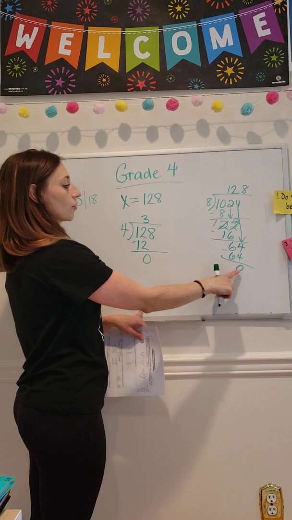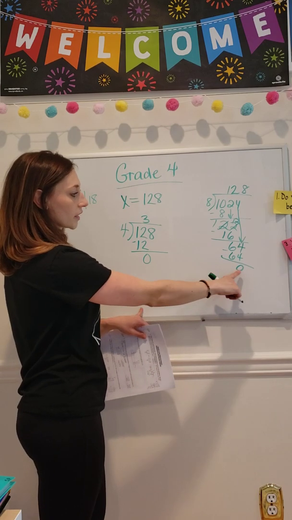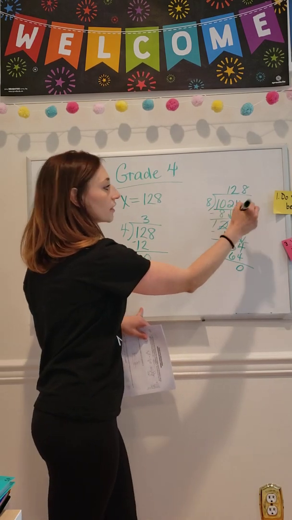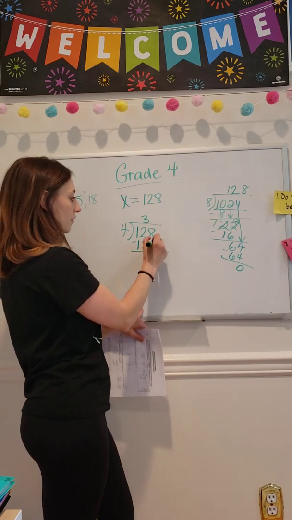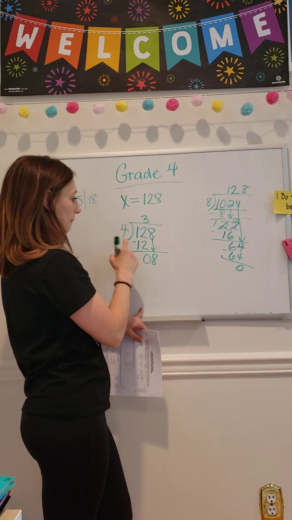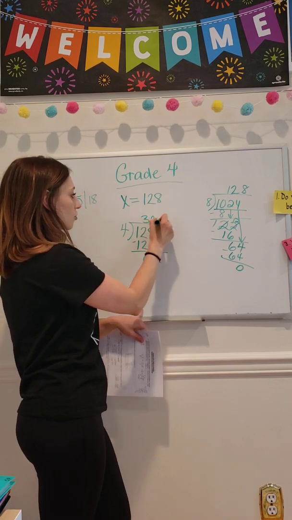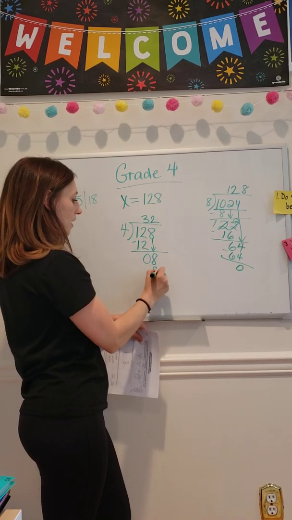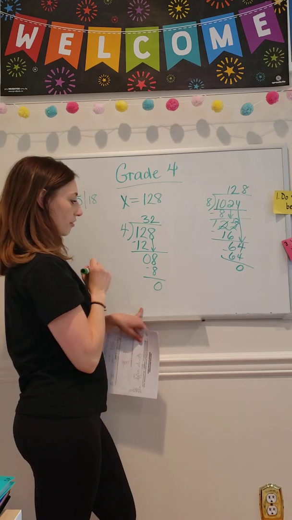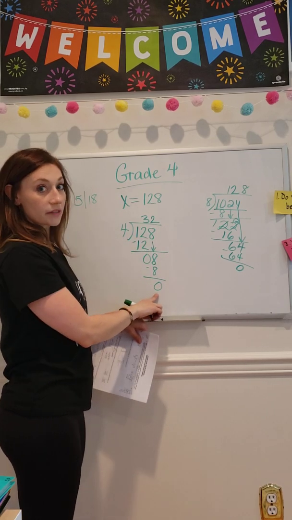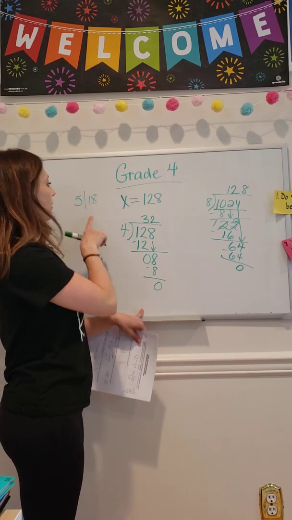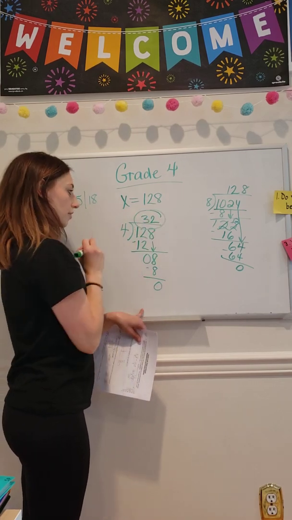But I can't stop the way that I stopped here when I got a 0. When I stopped here, I knew I used all the digits, and I got a 0. In this case, I didn't use all the digits, so I have to still bring down my 8. 4 goes into 8 2 times. 4 times 2 is 8, and now I get another 0. This 0, and I've used all my digits, tells me I'm done dividing. So the final answer on 518 was 32.